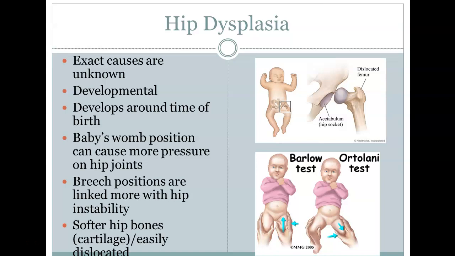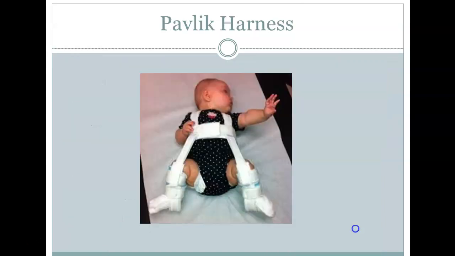And again, that softer hip bone cartilage is easily dislocated. So this is again showing a dislocated hip. These are two tests you can do to look for a dislocated hip, the Barlow test and the Ortolani test. The Barlow is just simply pulling the leg straight to see if they have evenness to the legs, and the Ortolani test is gently abducting the legs back to see if you hear an audible click.